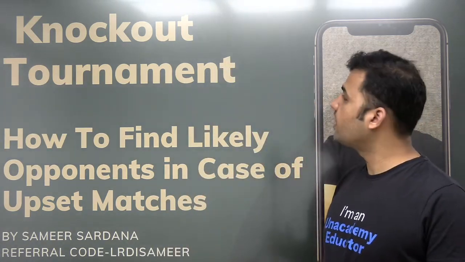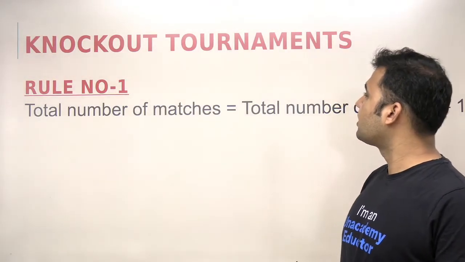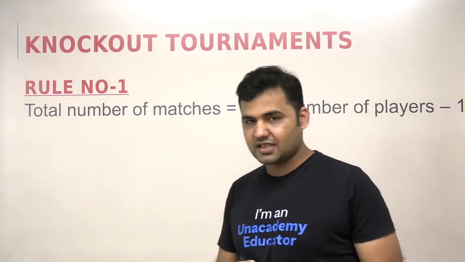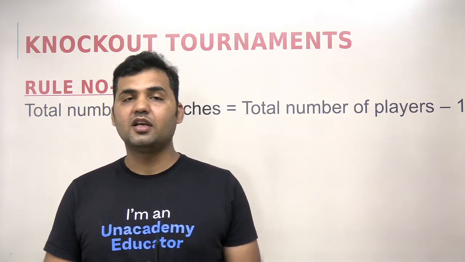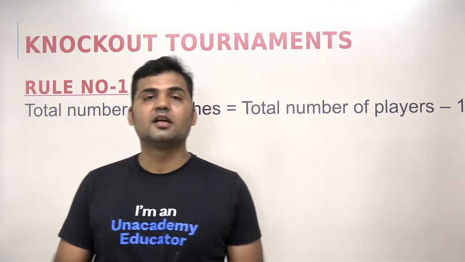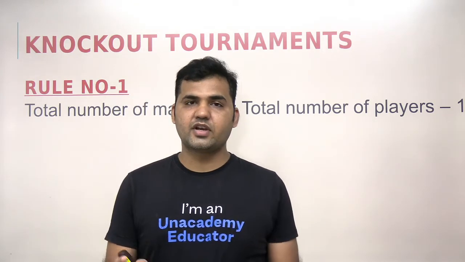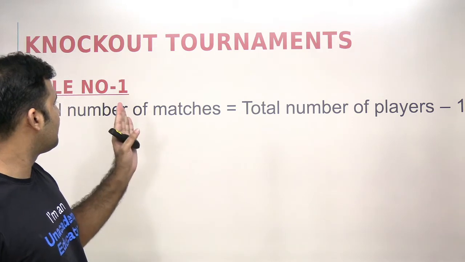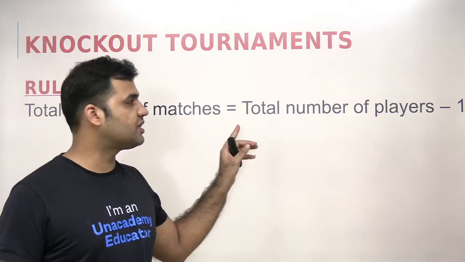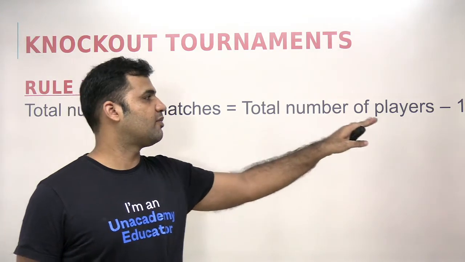Let's start straight away. Here's the first question, knockout tournament rule number 1. I'll be discussing with all of you the 4 rules that you will be using in a knockout tournament. If you keep these 4 rules in your mind, I guess you will be able to solve every type of question on knockout tournament. What are these rules? Here is rule number 1. The total number of matches will be equal to total number of players minus 1.